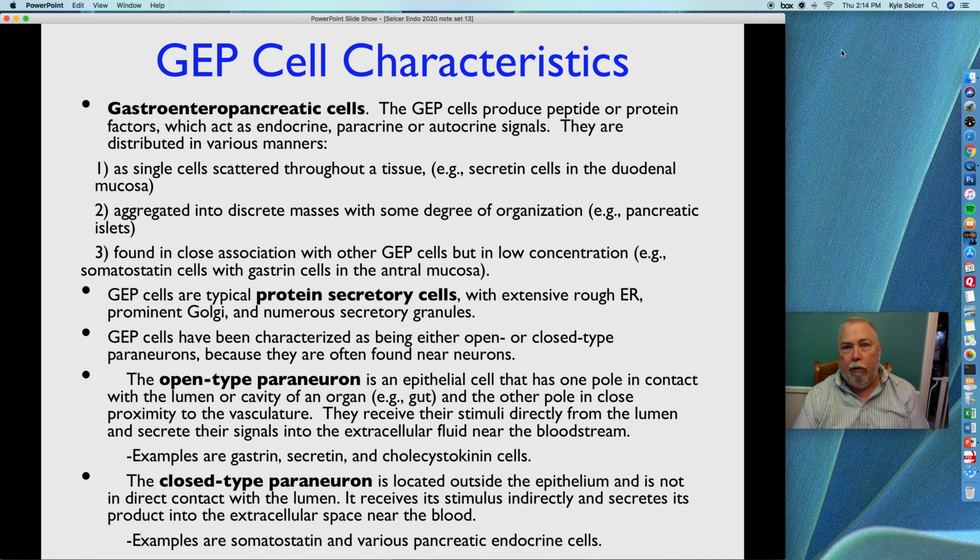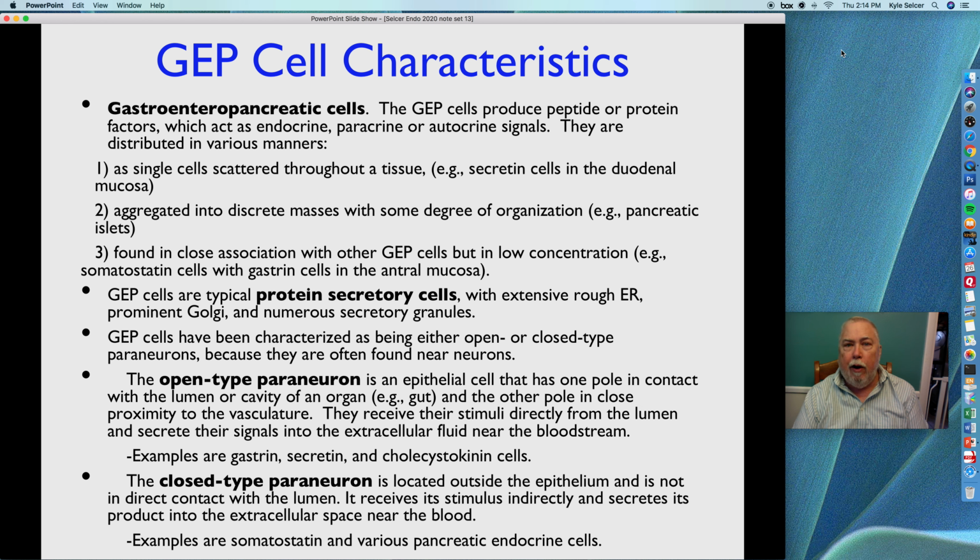GEP cells are typically protein secretory cells, obviously, because these are protein hormones and protein signals. They have, like all protein secretory cells, extensive rough endoplasmic reticulum, because you need that to make them, prominent Golgi to package them, and a lot of secretory granules, which are waiting for secretion. GEP cells have been characterized in two ways: open or closed type paraneurons. The reason they're called that is because these GEP cells are often found near neurons, because they're either receiving signals from the neurons or they're sending signals to the neurons.